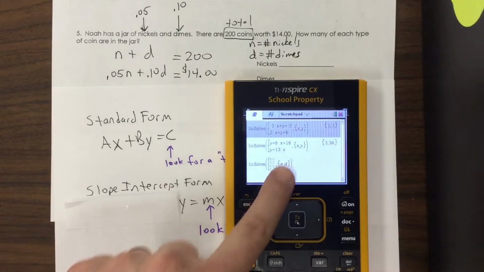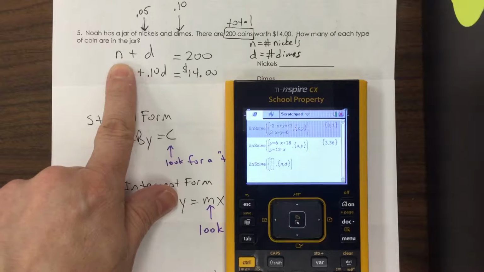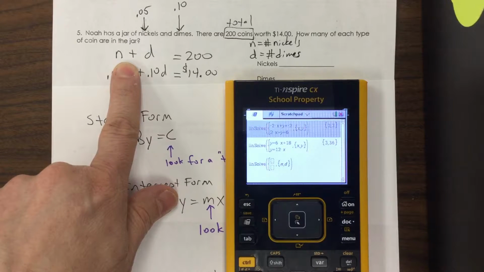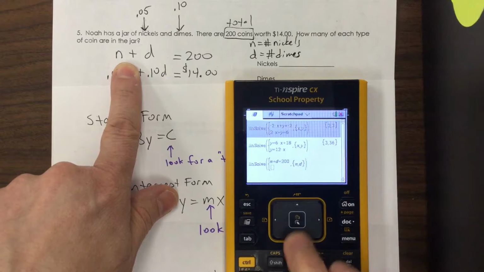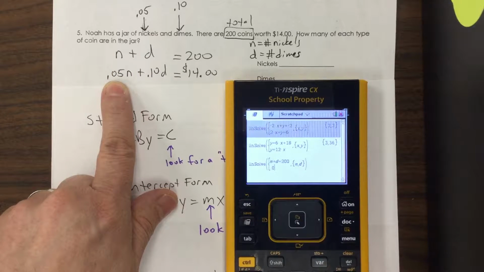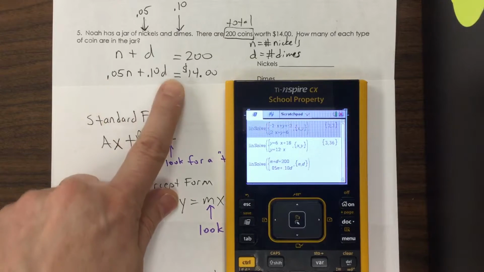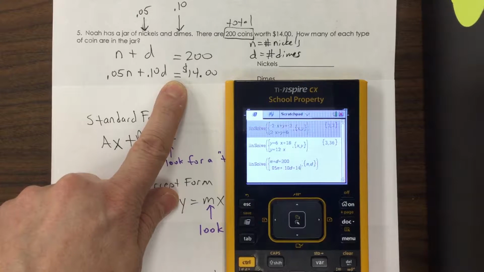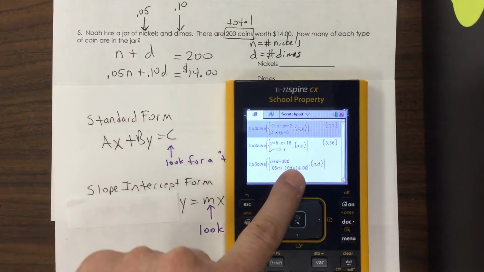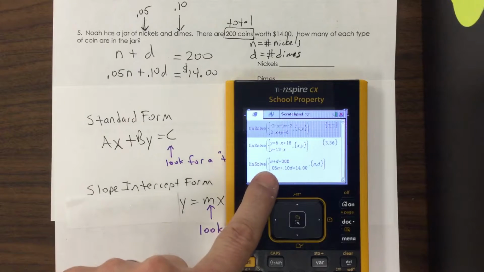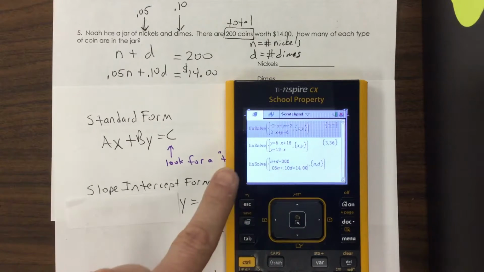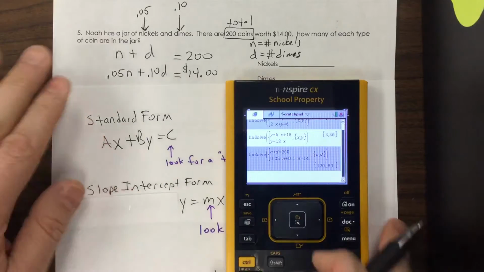Now I push enter, and now I type the equations in just like I have them. N plus D equals 200. And then 0.05 N plus 0.10 D equals $14. Do you have to put the 0.00? No, but since it's money, I just decided to put the 0.00. You push enter. What does this number mean?